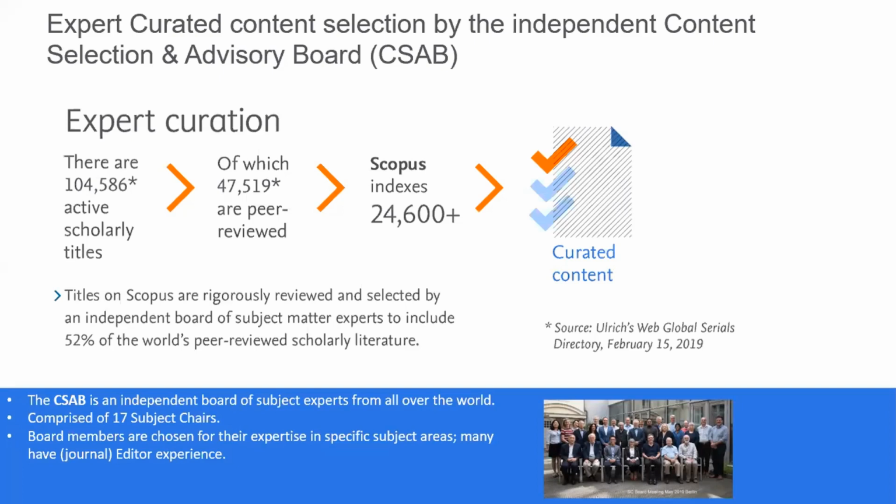And during those meetings, they actually discuss the content and the curation. So they review around 3,000 titles per year, and about half of those titles will eventually get accepted. And just to give you a bit of perspective, roughly 10% of content in Scopus belongs to Elsevier. The rest comes from various different publishers.